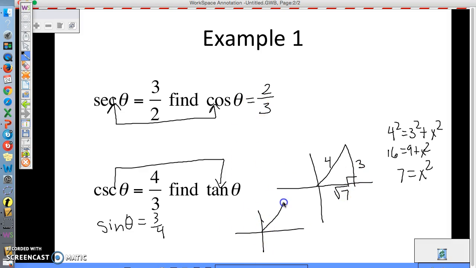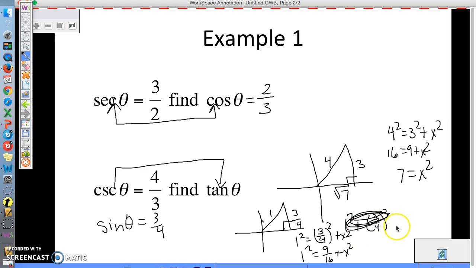Some of you might also look at this and label it differently: what if we said that this was 3/4 and this was 1? Would we get that same thing? Well, 1 squared, as if it was on the unit circle, equals 3/4 squared plus x squared. So 1 squared equals 9/16 plus x squared. So let's see, then we have 7/16 equals x squared. Square root that, so x equals the square root of 7 over 4.